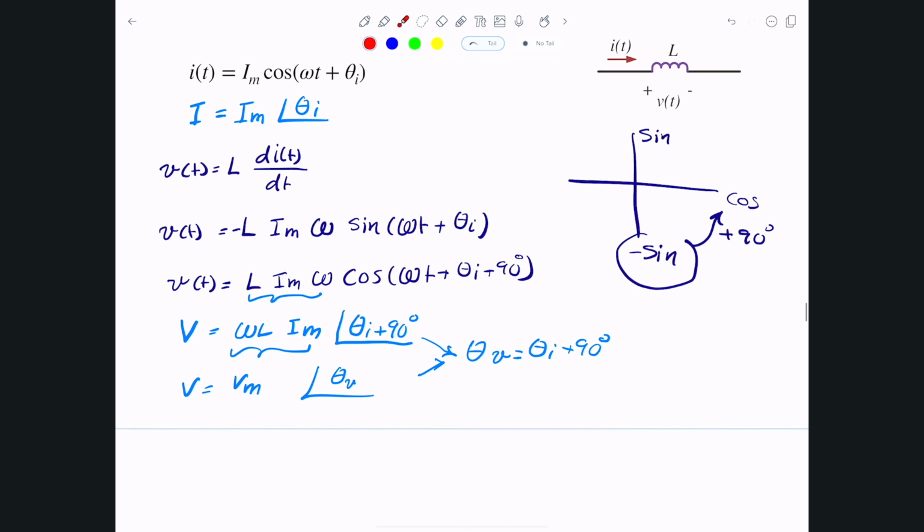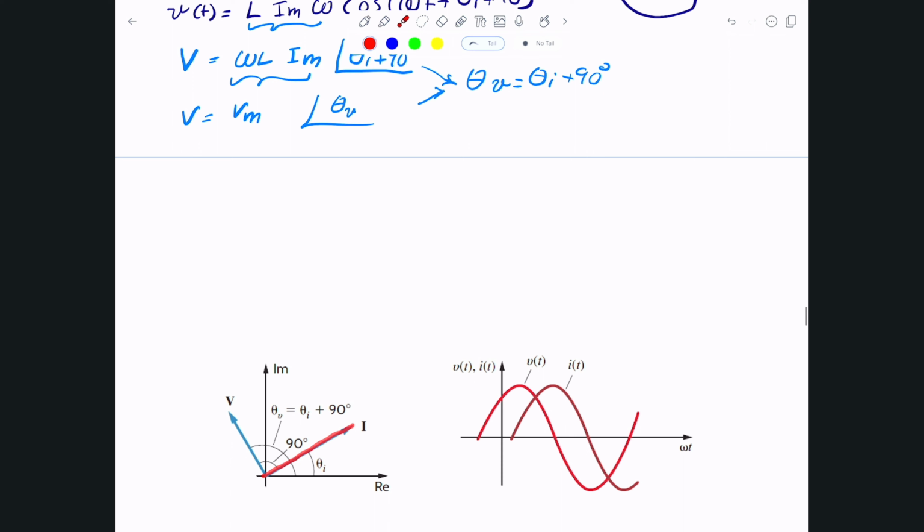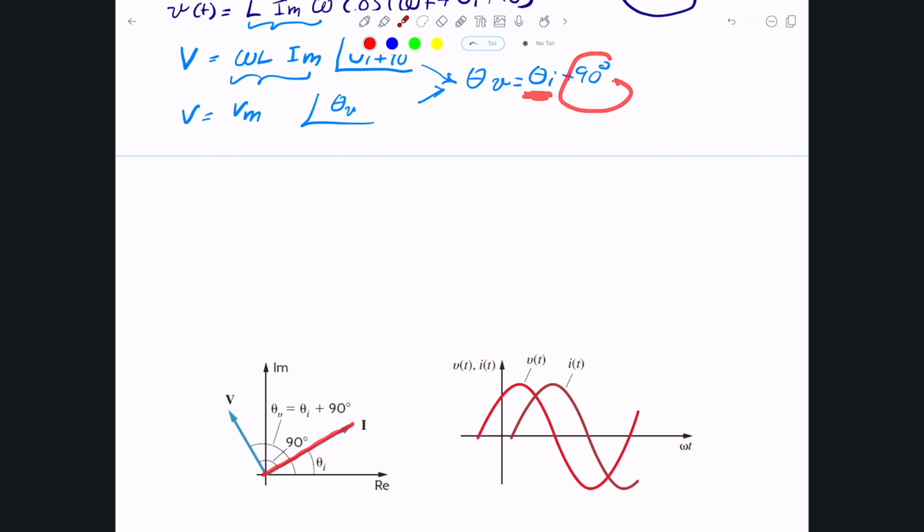If I plot these in the phasor diagram, this is what we get. If we have a current, V tells me it's the current plus 90 degrees. It's 90 degrees off. And as it turns out, inductors, if you remember, oppose the change in current, and with sinusoids, they make the current lag behind the voltage by 90 degrees.